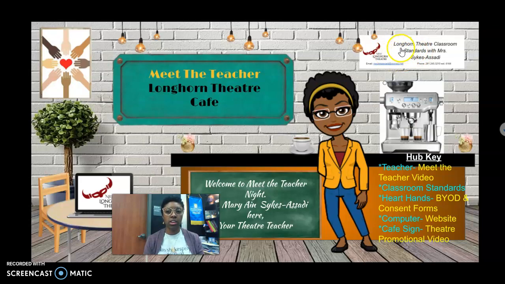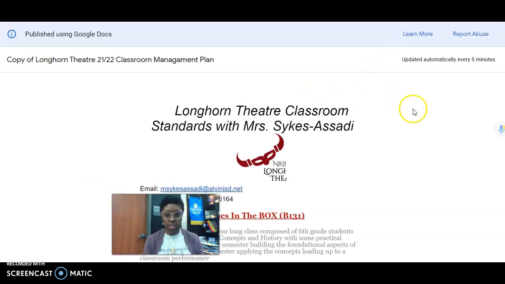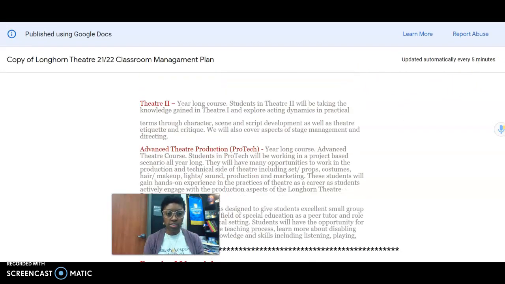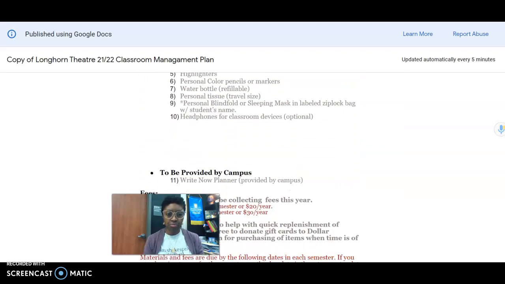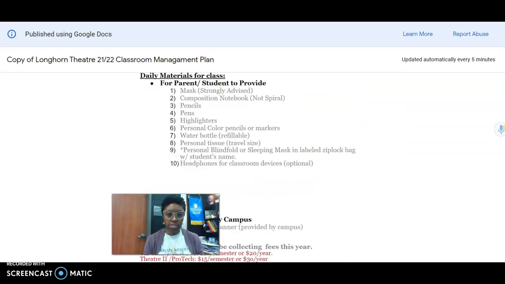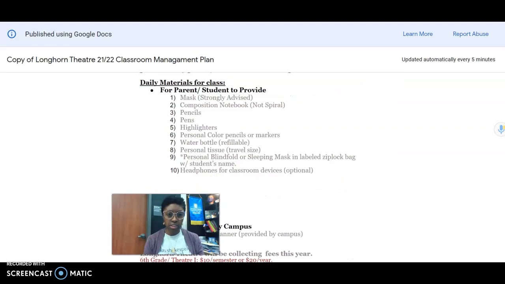So if we click on this classroom standards, it'll take us to the page where it's my classroom standards, and as you scroll down, you'll see the supplies. Well, here's the thing for the materials. These are the supplies right here.